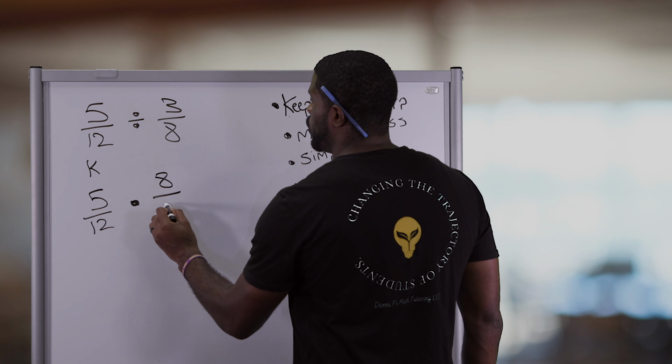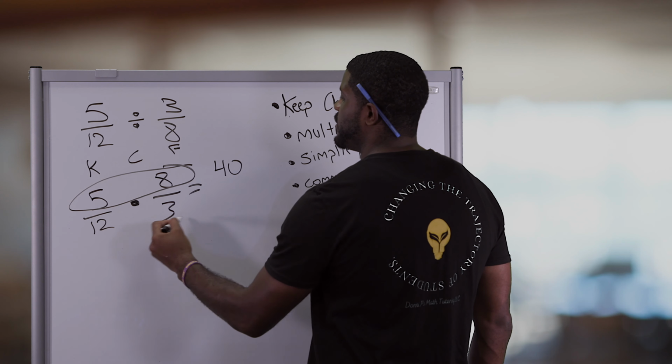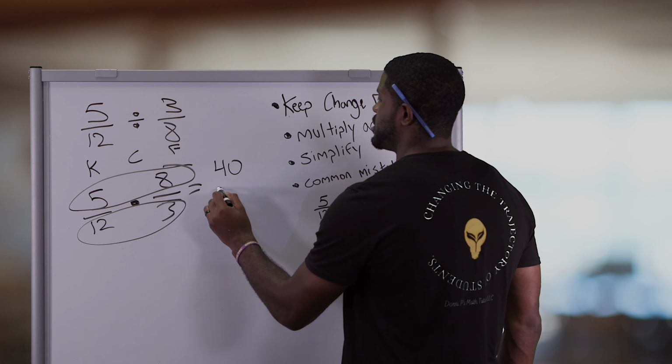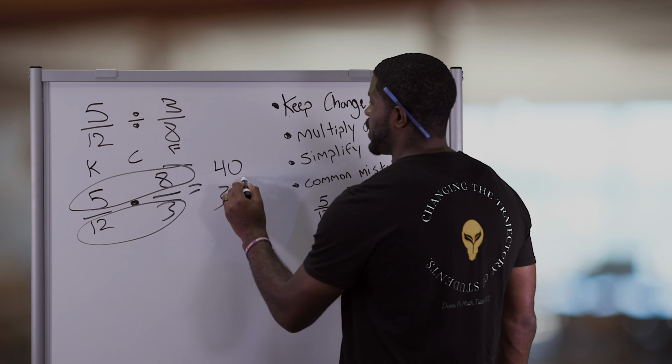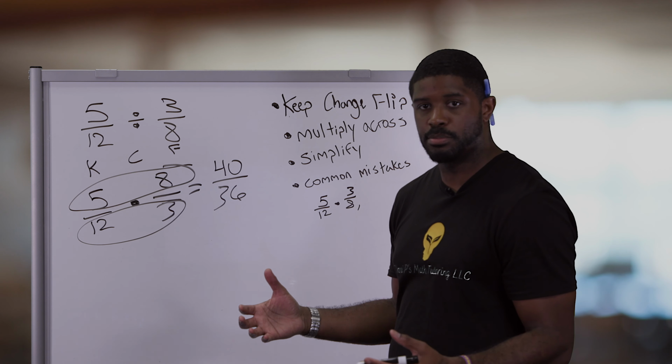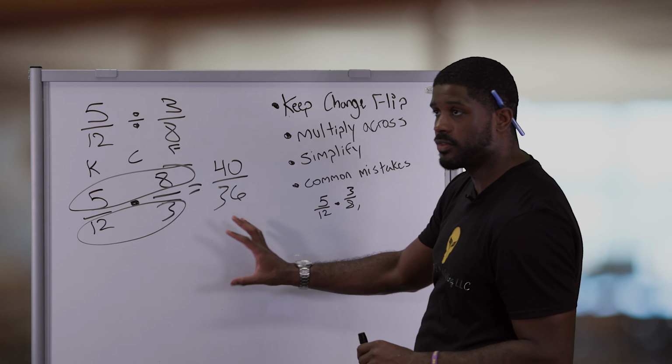All right, here we go. We just multiply straight across. So 5 times 8, just like we did earlier, and then 12 times 3, which is 36. Okay? Now let's simplify. So first we're going to break down the fraction.